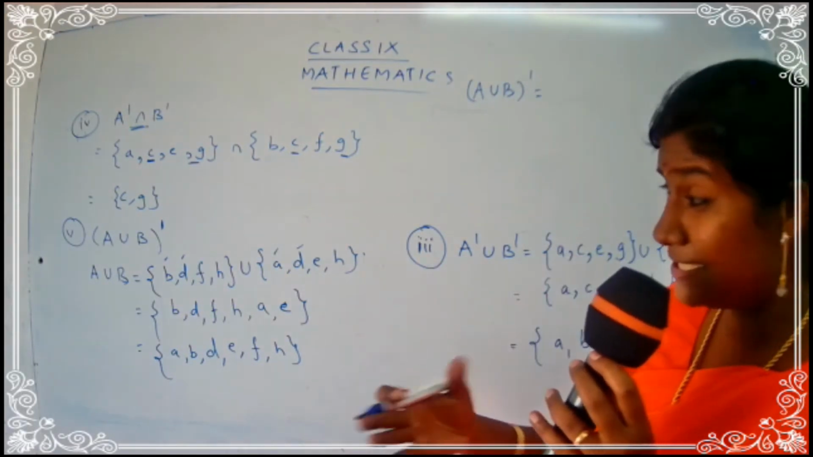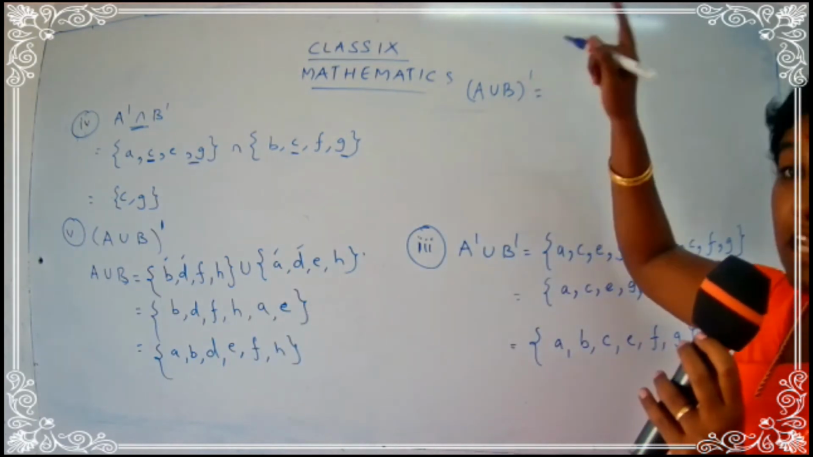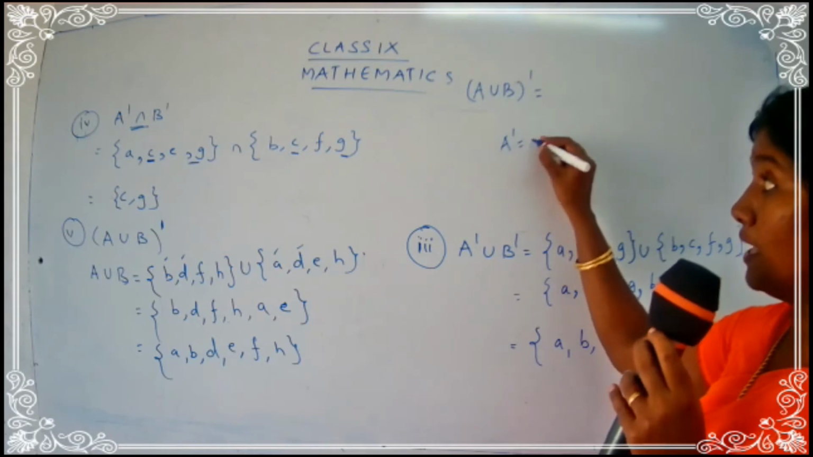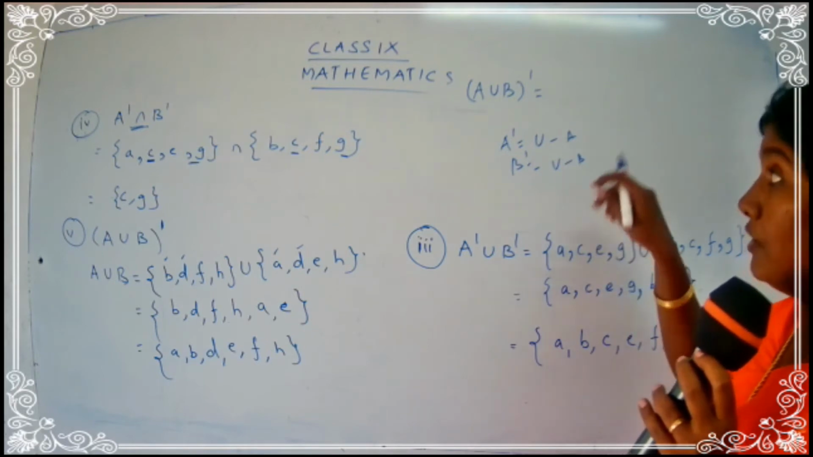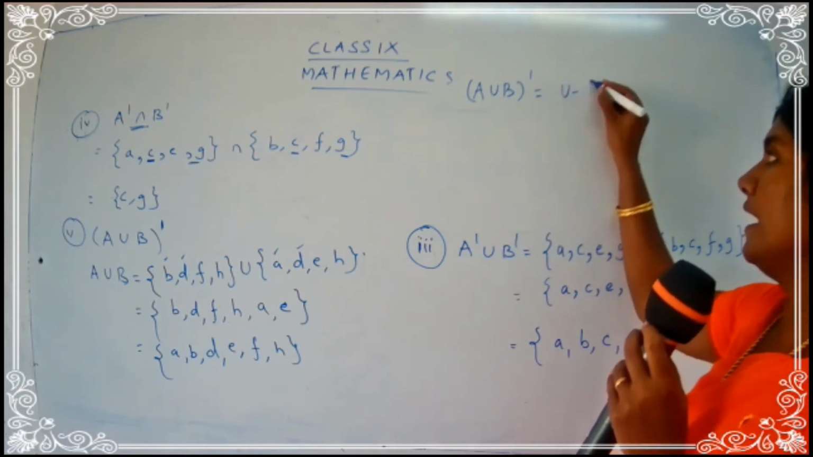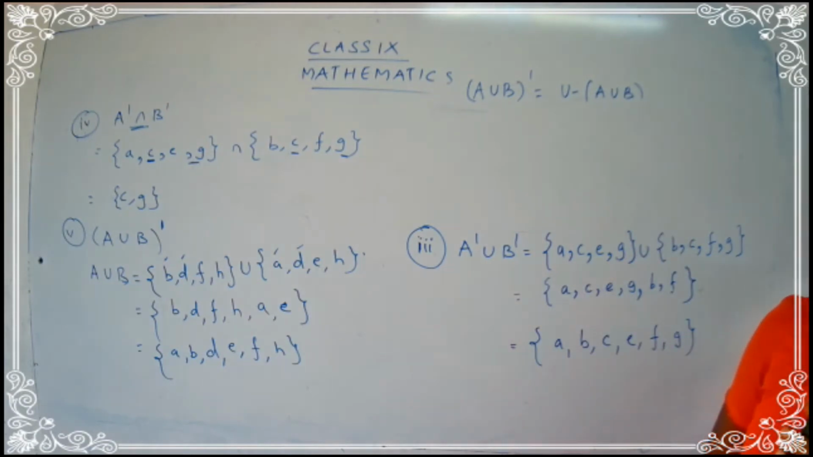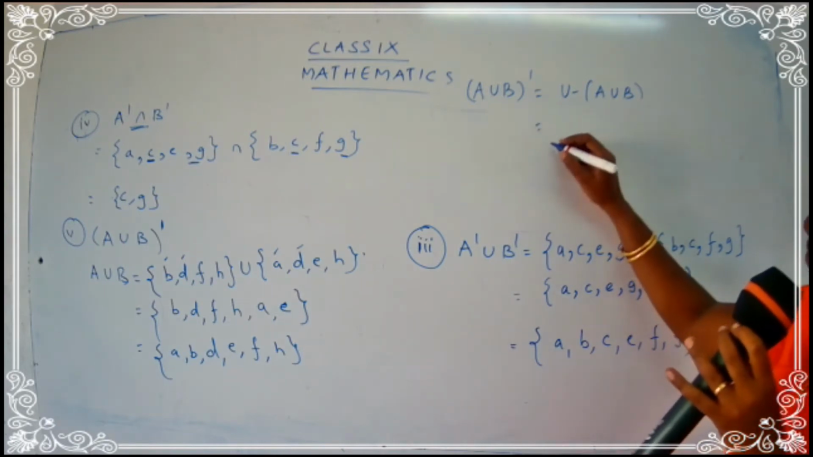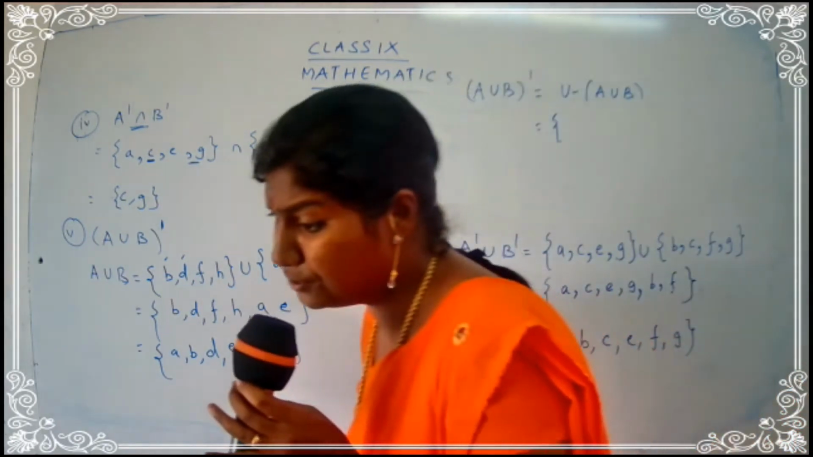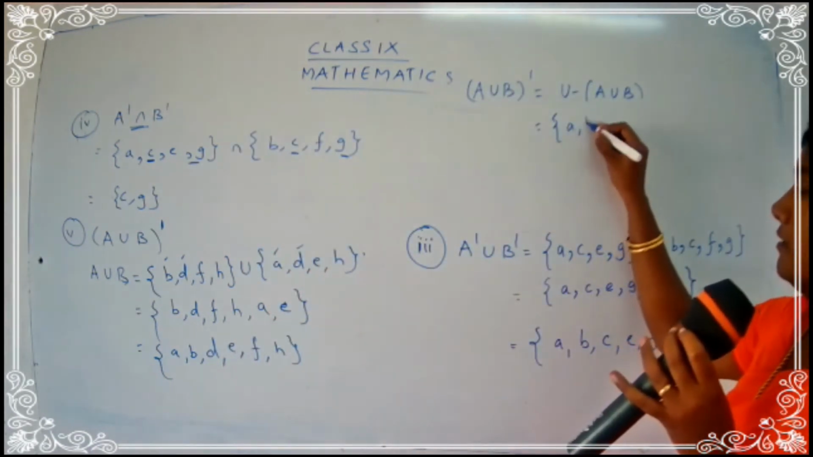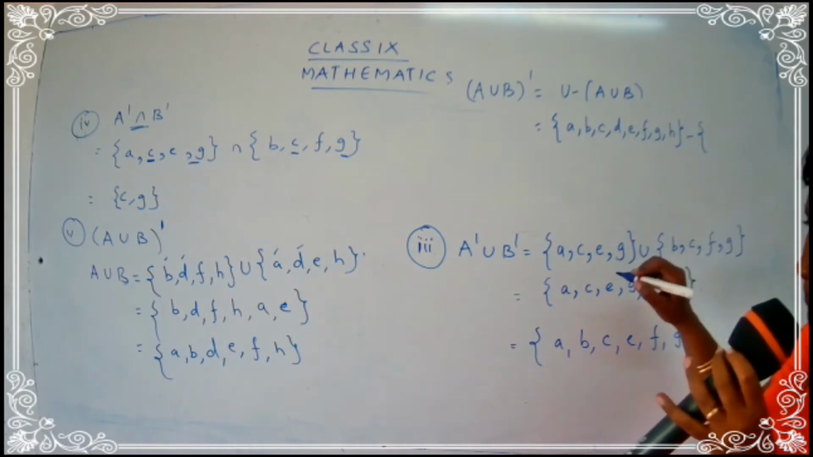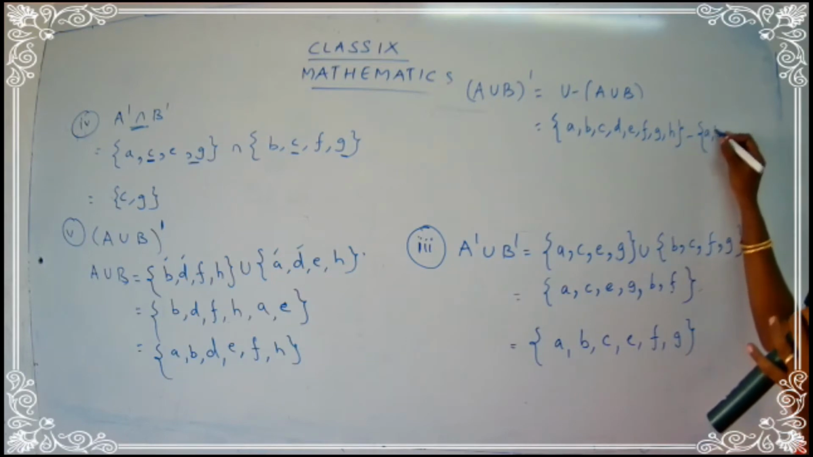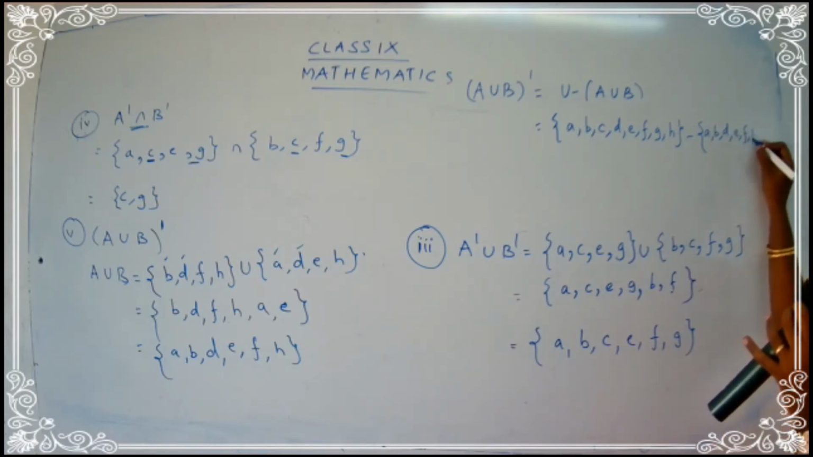This is very, very easy. A union B dash means, I have told you, whenever you get a complement, the formula. For A dash, what was the formula? U minus A. For B dash, what was the formula? U minus B. So what is the formula for A union B the whole dash? This is U minus A union B. What is the formula for A union B the whole dash? U minus A union B. So U, what is U? U was A to H, student? Yeah. A, B, C, D, E, F, G, H. Minus, what is A union B? A, B, D, E, F, H.